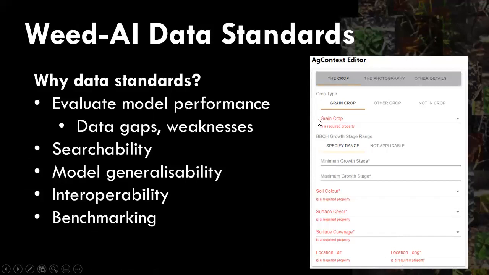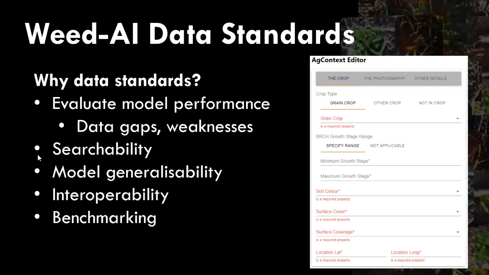So the data standards we developed help people report everything consistently. This is the ag context editor that we've seen, and it helps us evaluate model performance if we have, say, data gaps or weaknesses in our models. So we can then filter by, say, red soil if the algorithm doesn't perform on red soil very well, or say it doesn't perform well in an early growth stage wheat crop. You might be able to then filter for later growth stages or early growth stages to try and work out and download data that can fit that model.